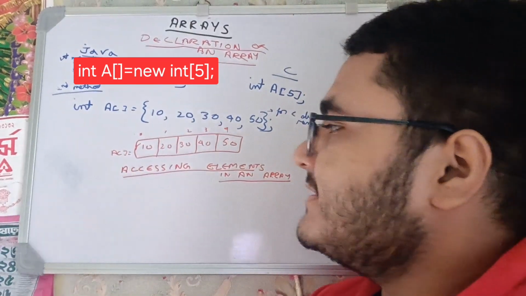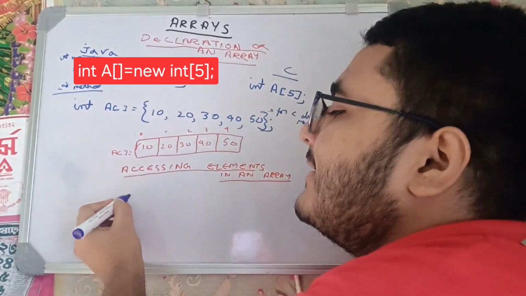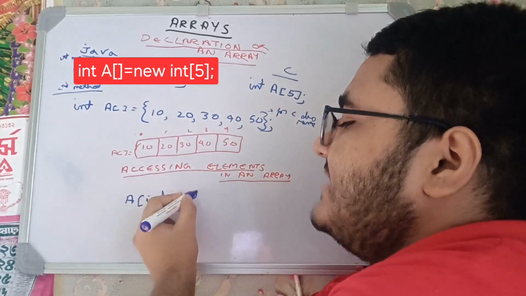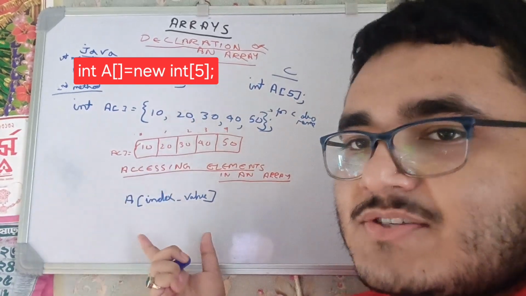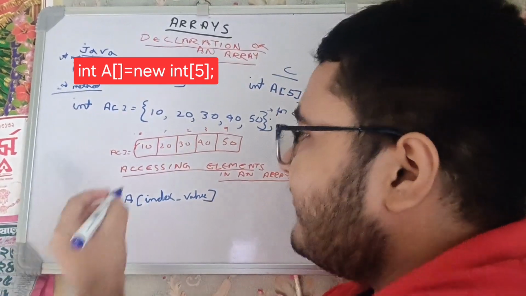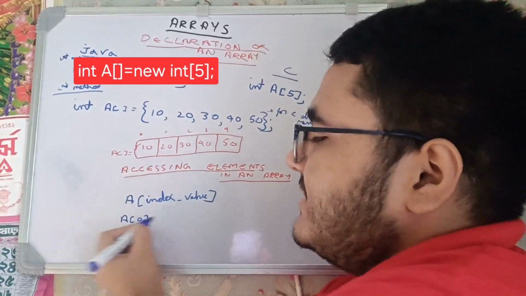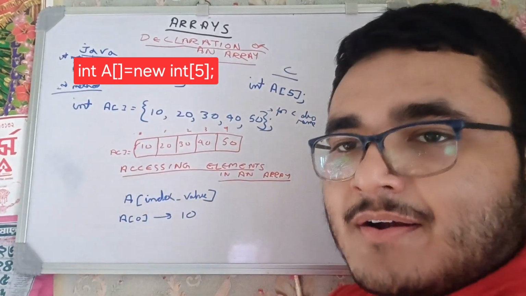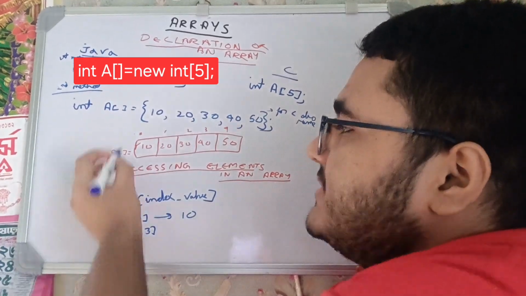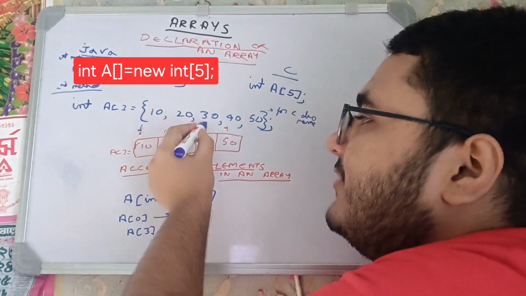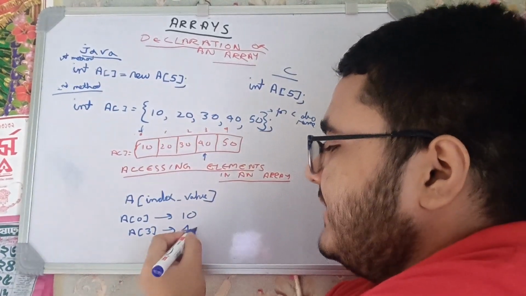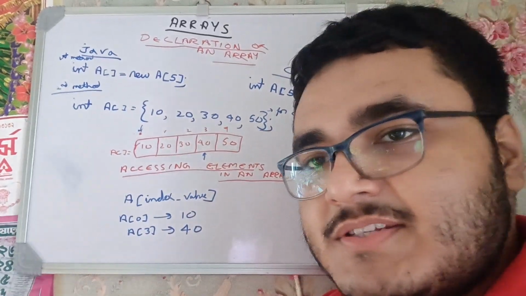How can we access it? Now A of index value, that's it. Inside the square bracket you need to write the index value. Right? Say if I write A of 0, this means it will give 10. If I write A of 3, see, A of 0 means this is the index 0, so 10. A of 3, this is index 3, right? So it will give 40. This is the way of accessing.